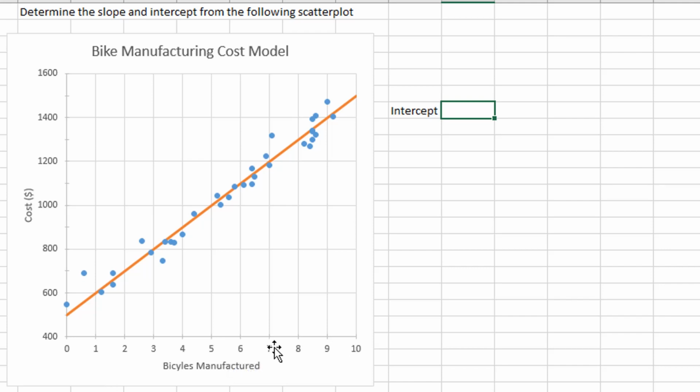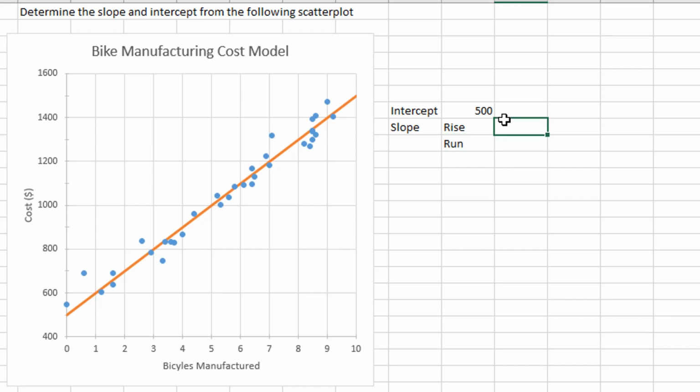That is, if you look along the horizontal axis at 0, you look and see where the line is, the height of the line. So here it looks like it's at 500. And now the slope is maybe a little more difficult. It's going to be the rise over the run.